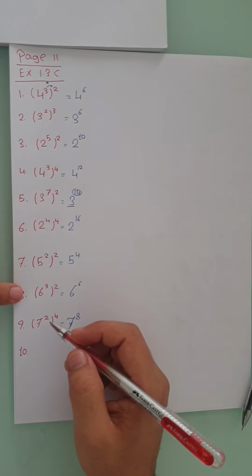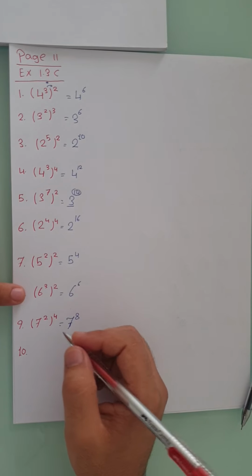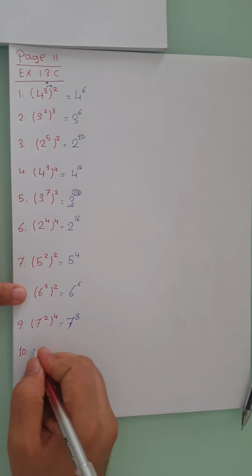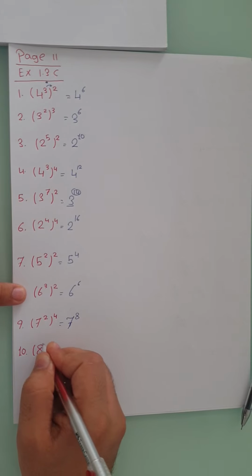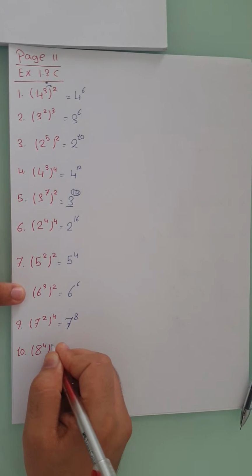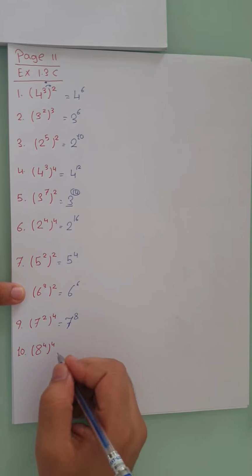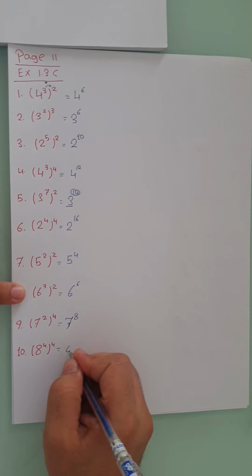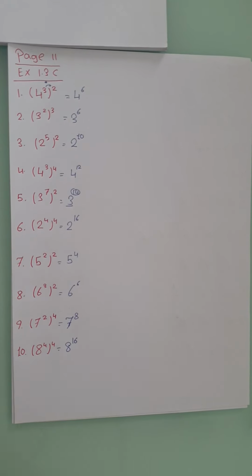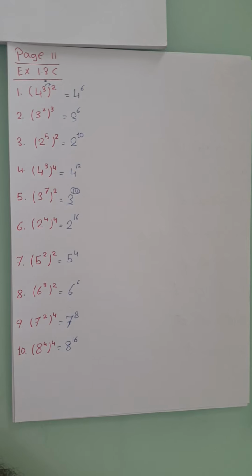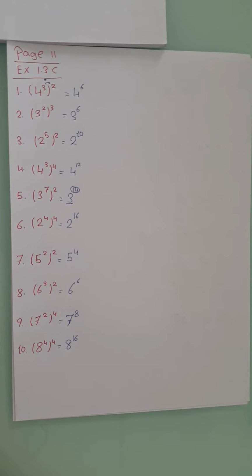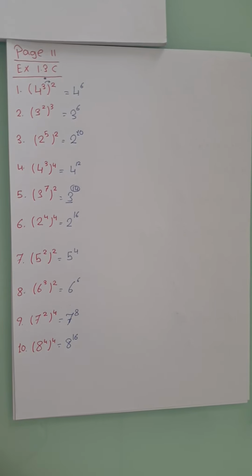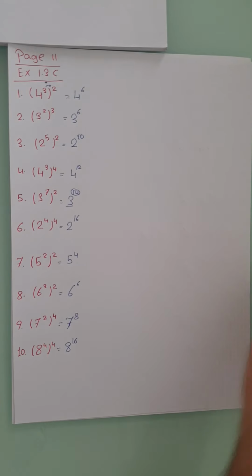Question number 10. We have 8 to the power of 4, to the power of 4. 4 times 4 is 16, so 8 to the power of 16. Okay. All right. Now, let's go for the other exercise.